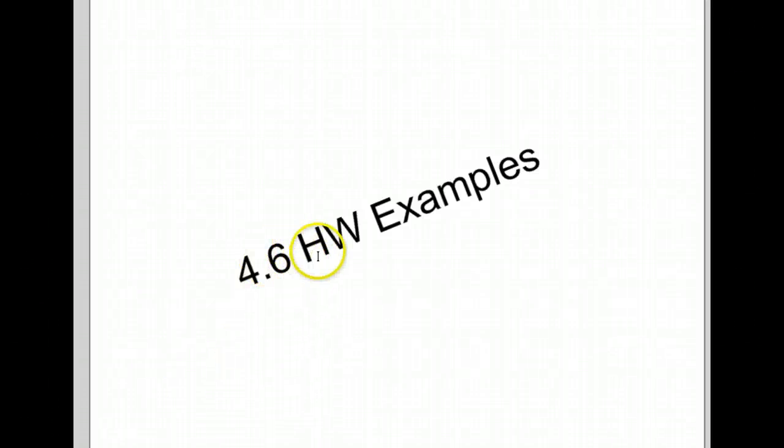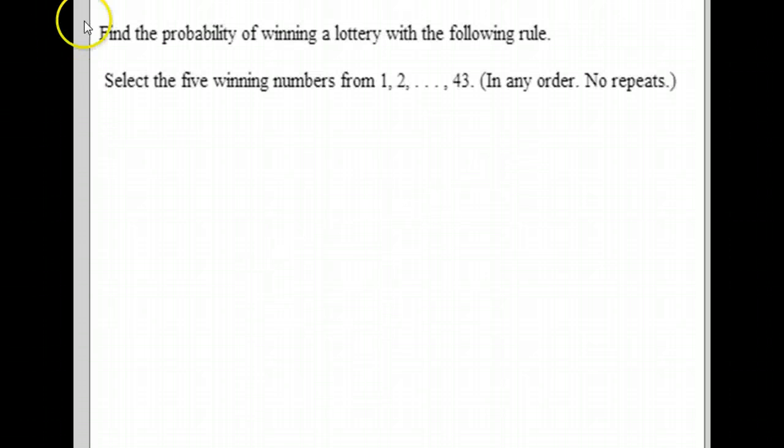Alright, boys and girls, this is your 4.6 homework examples. It's 4.6, we're doing counting techniques and using those counting techniques to find probability. So here's a question: find the probability of winning a lottery with the following rule. You select 5 of the winning numbers from 1 to 43.